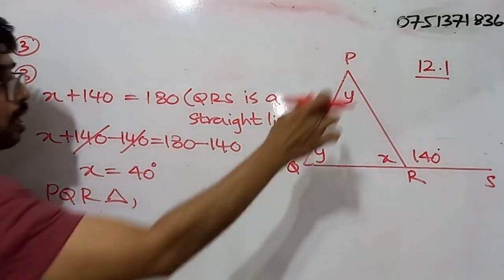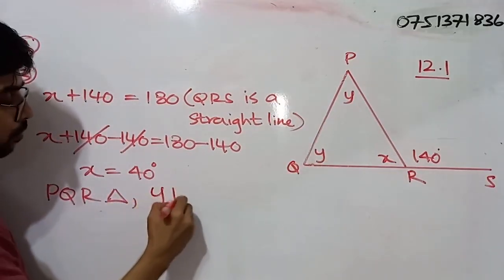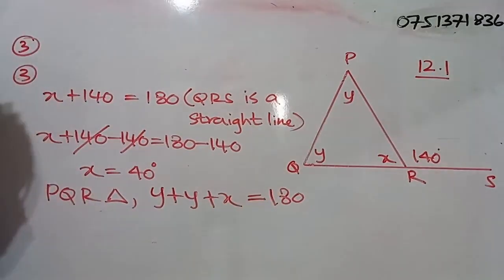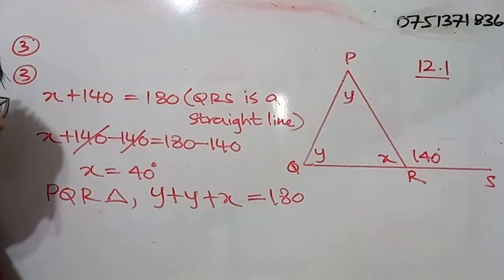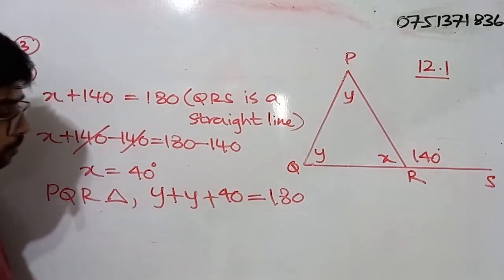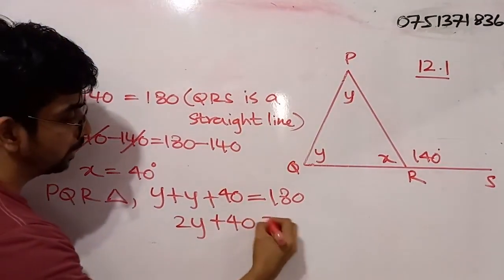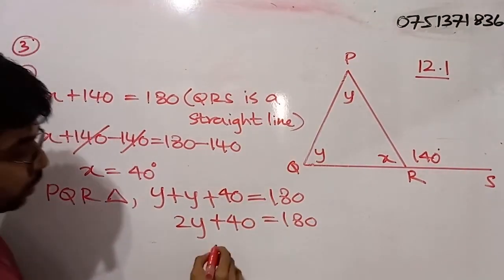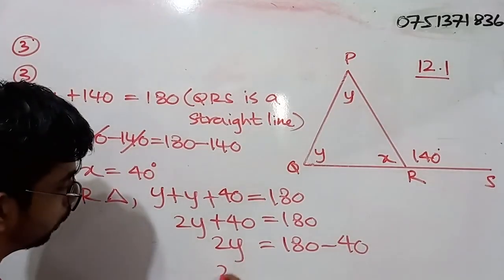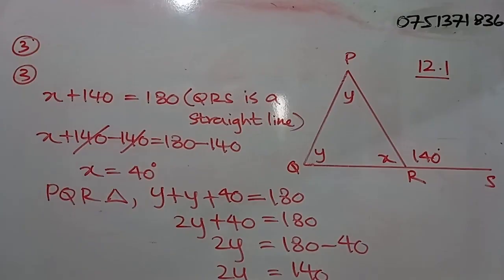So think about the PQR triangle. Sum of internal angles. Y plus x. So we know the value of x. Y plus x is equal to what? 180. What is the reason? Sum of internal angles of a triangle. So x we know is 40 degrees. These two we can simplify. 2y plus 40 is equal to 180. So 2y is equal to 180 minus 40. That means 2y is equal to 140.